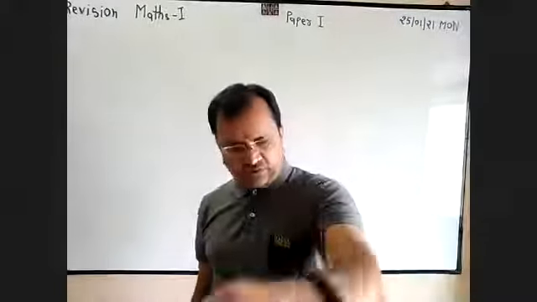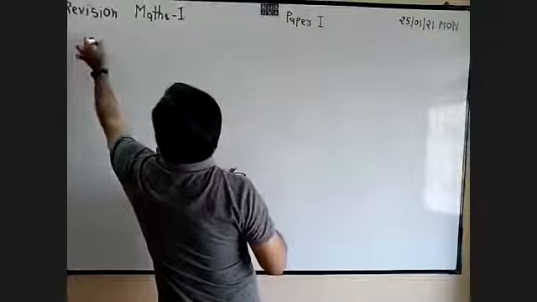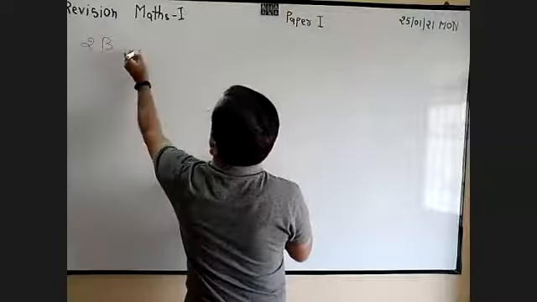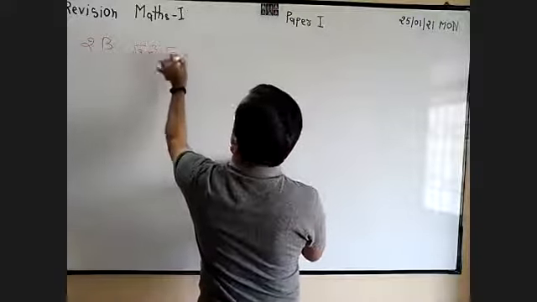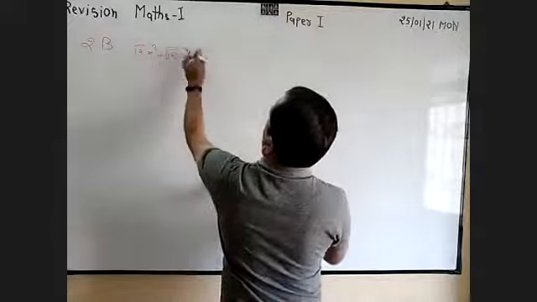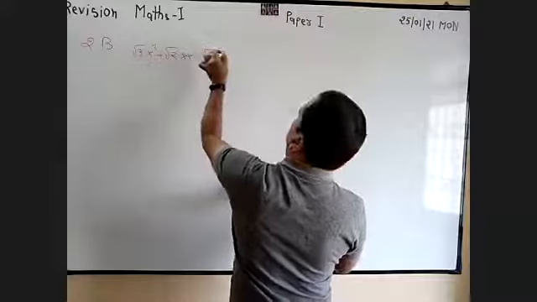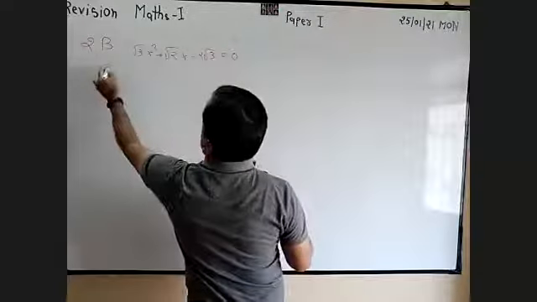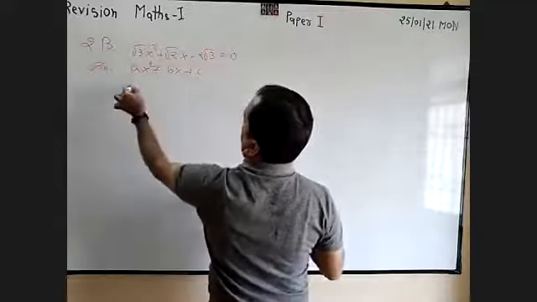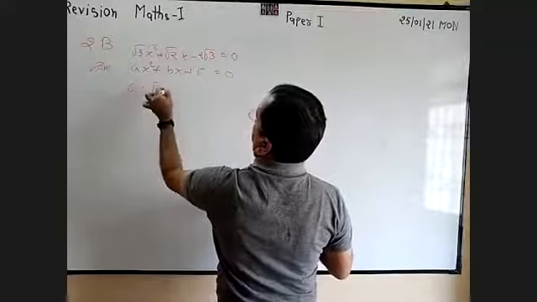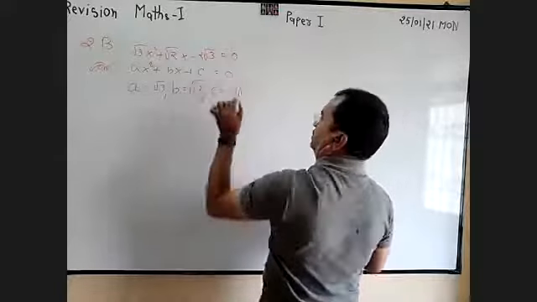Determine the nature of the root. 2(b): root 3x square plus root 2x minus 2 root 3. Comparing with ax square plus bx plus c is equal to 0, a is equal to root 3, b is equal to root 2, c is equal to minus 2 root 3.